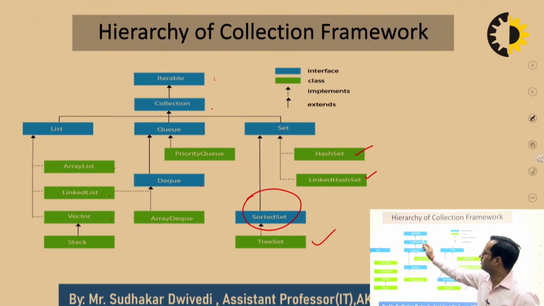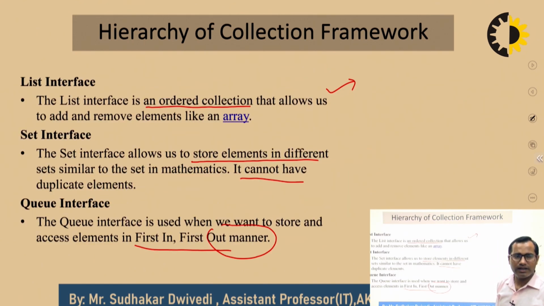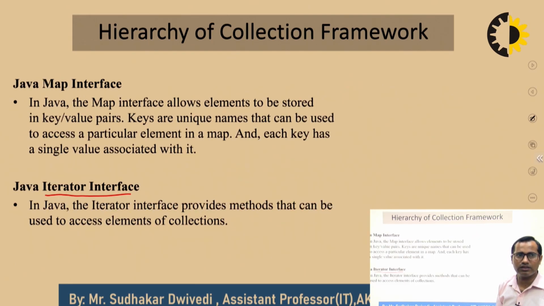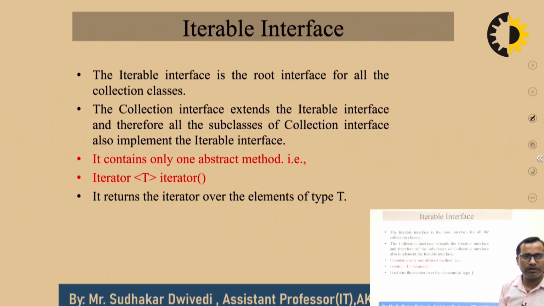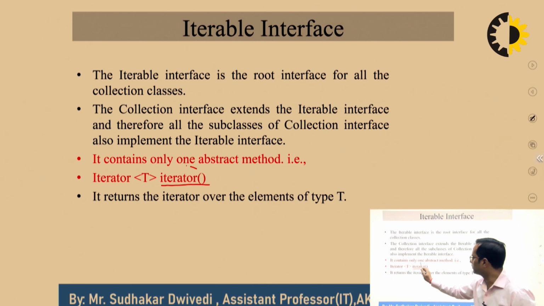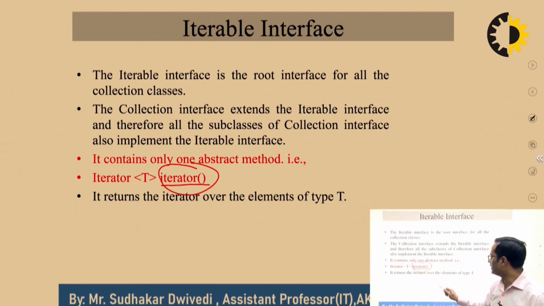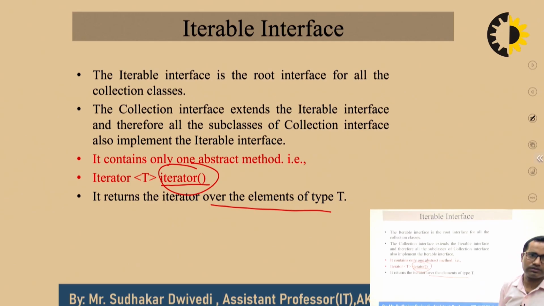This is the top level of the interfaces in the collection framework. And the iterator interface provides some methods to iterate the collections. So what is the iterable interface? The iterable interface is the root interface for all the collection classes, and the collection interface extends the iterable interface. It contains methods like the iterator method, which returns an iterator over the elements.